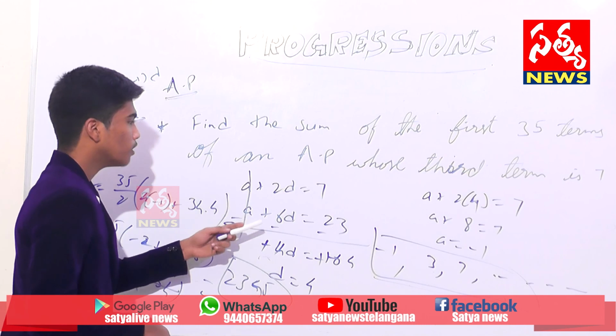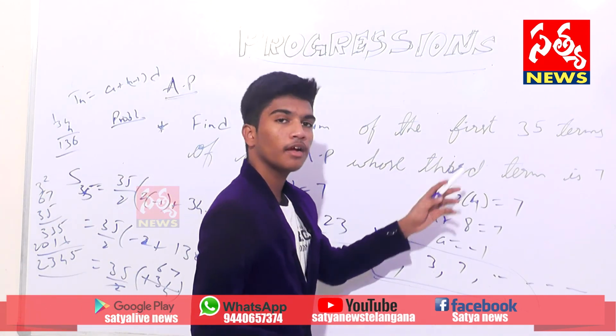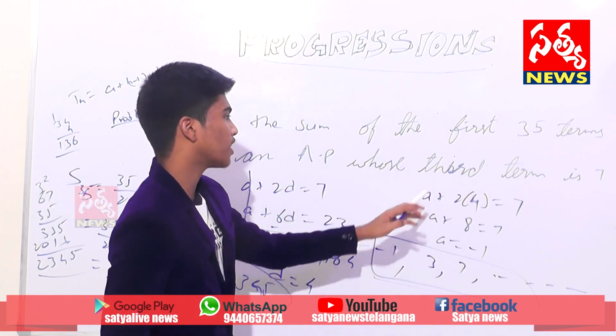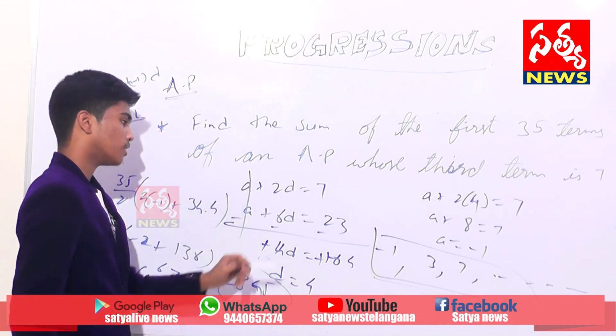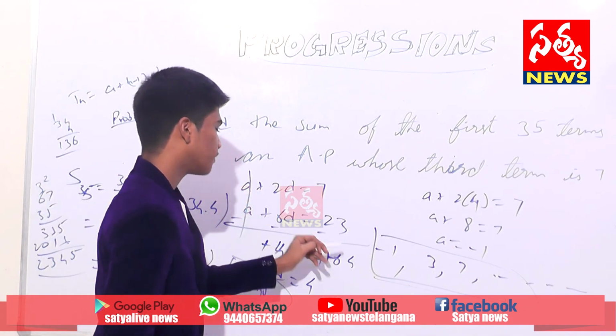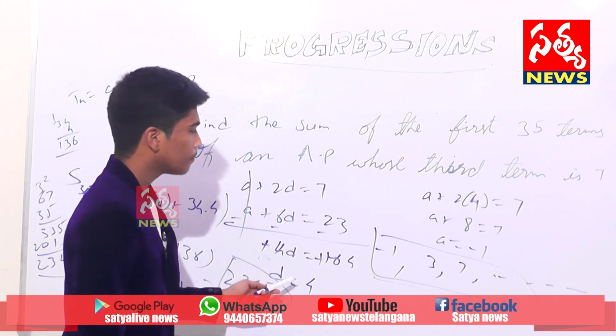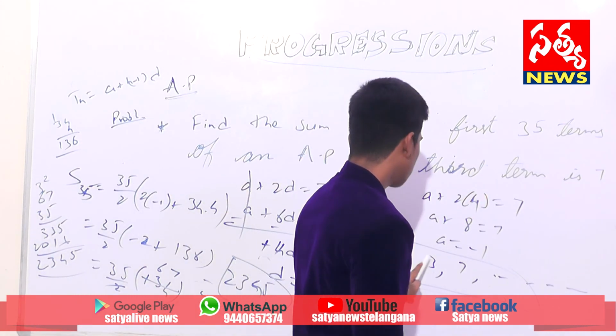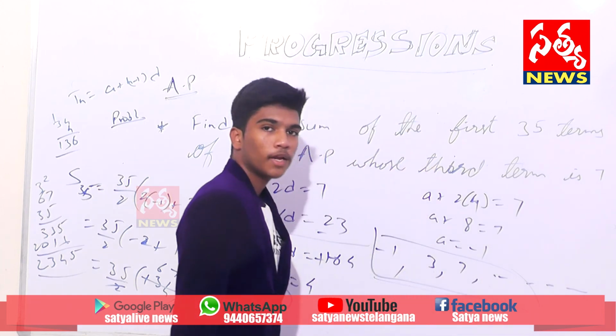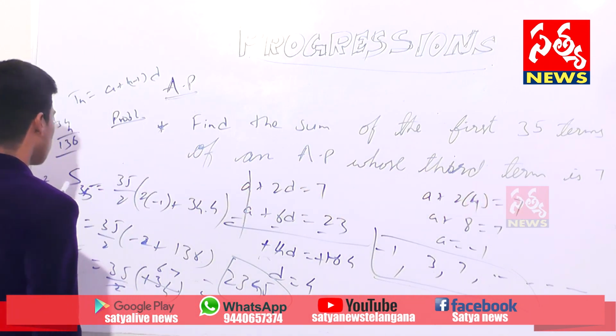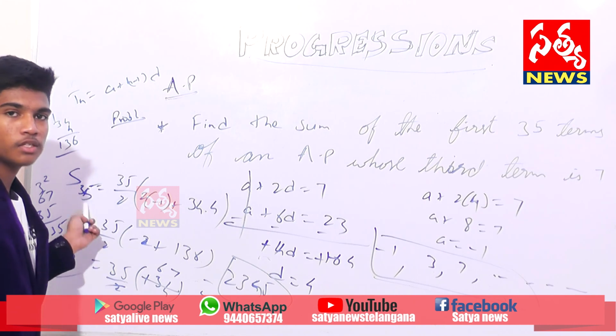Got it? How to solve it? First of all, getting the two linear equations from the given conditions: a plus 2d equals 7 and a plus 6d equals 23. Solving those two, we get the values of d and a. From that, we get the AP, and then we find the sum of 35 terms.